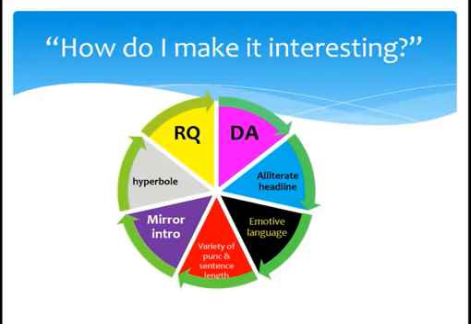But if we go around the pie chart: direct address, so making the reader feel like it's directed at them, using the word you. Alliteration of the headline, repetition of the sound. Emotive language, change in punctuation and use different punctuation and sentence lengths. Mirror your intro, which I talked about earlier on. Hyperbole, exaggeration, rhetorical questions. So this is all of DAFOREST and SPAMO. I've just picked out a few here.